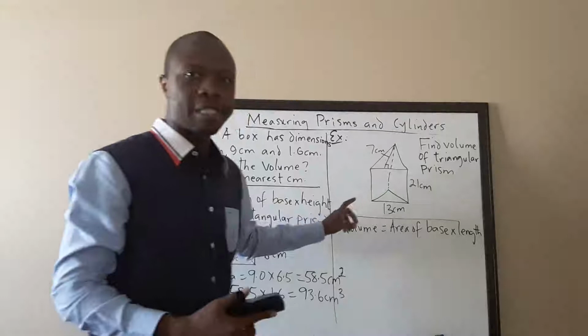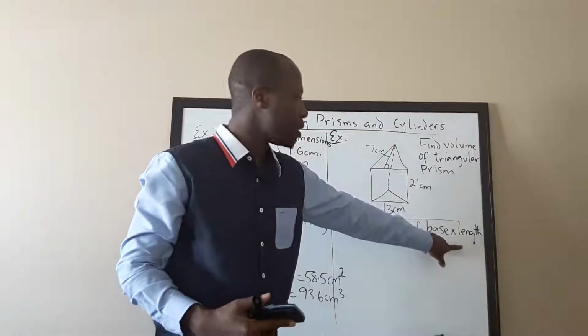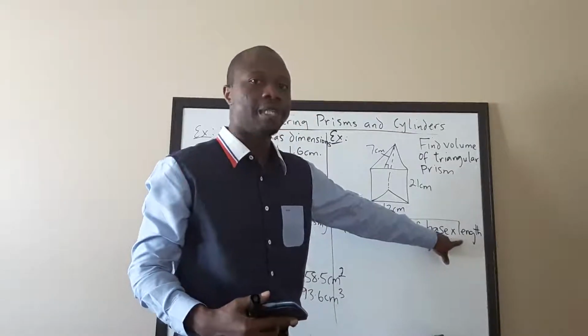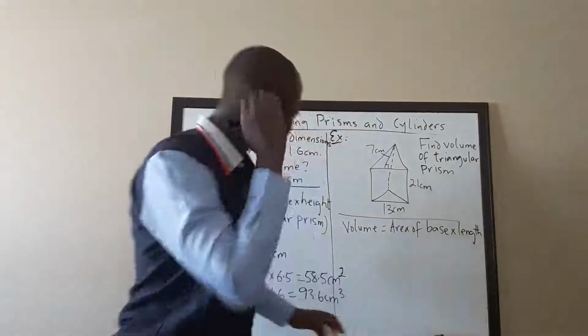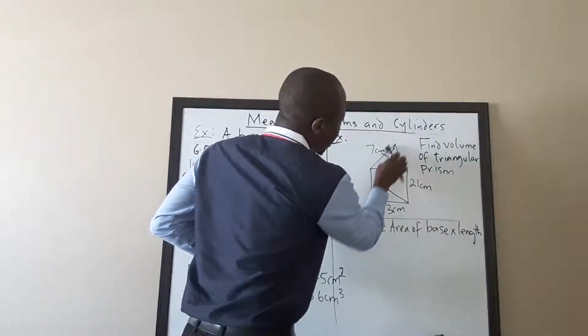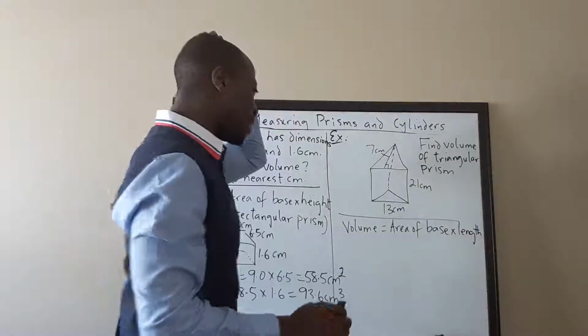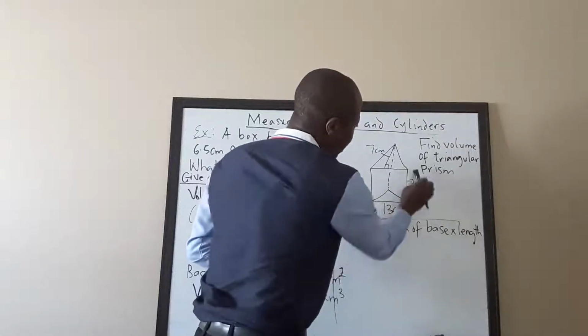Now, for this one is similar. The volume is the area of the base times, this time we decide to use the word length instead of height. So we have to be very careful. So these are the triangles here. In this case, this is going to be the base, and this is going to be the height.